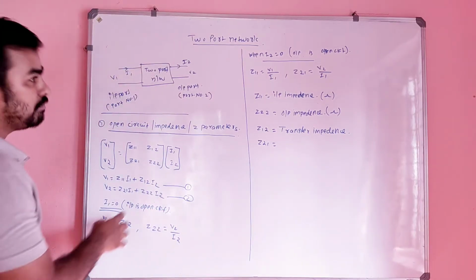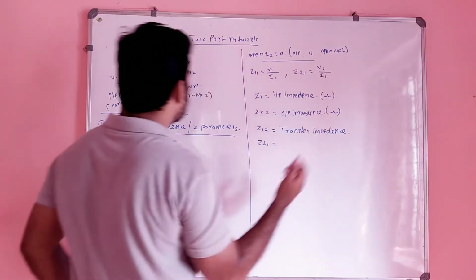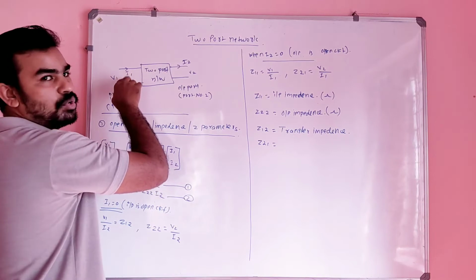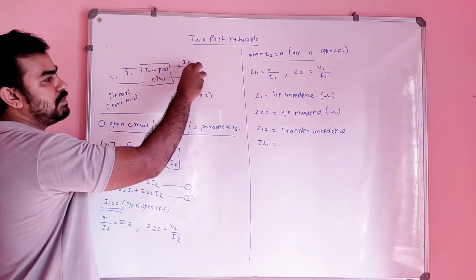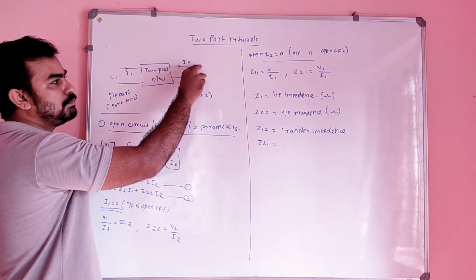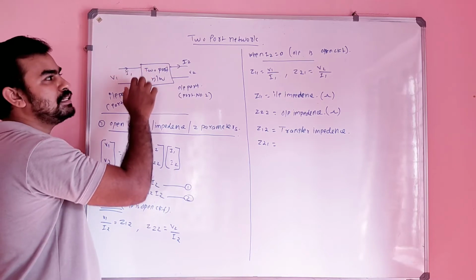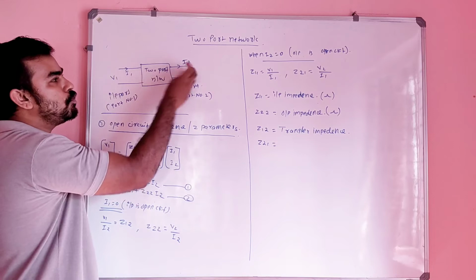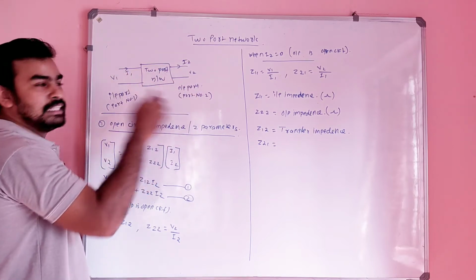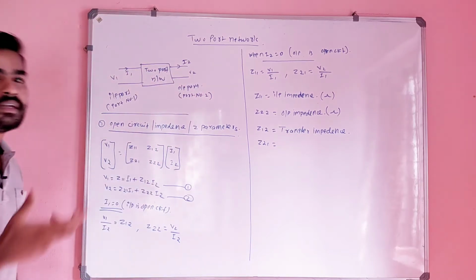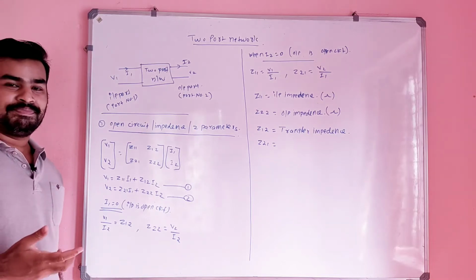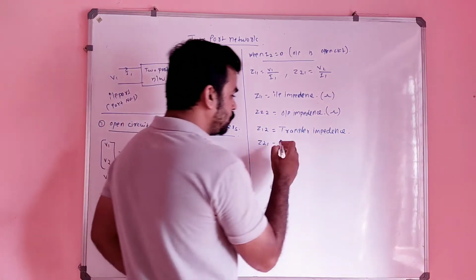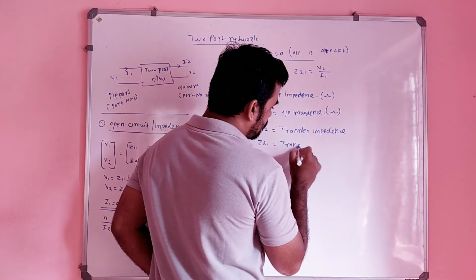Z21 is V2 by I1, output voltage by input current. That means something which is connected to output and input. That means there will be a path, and then only the output and input will be connected. That is why the term transfer impedance came. So Z21 is also called transfer impedance.